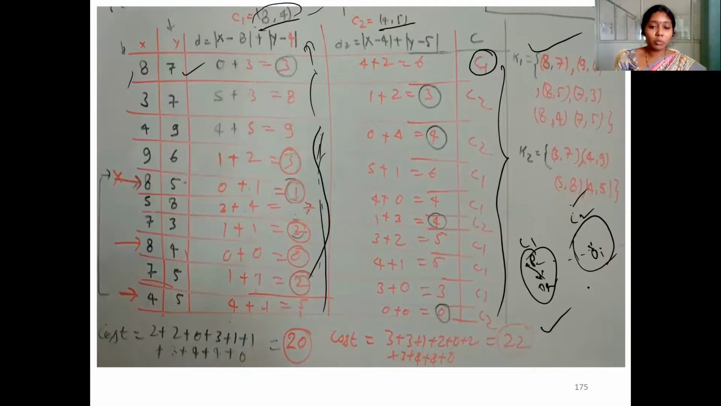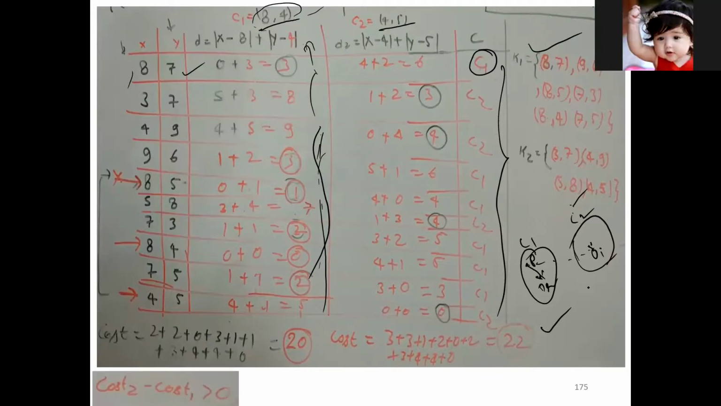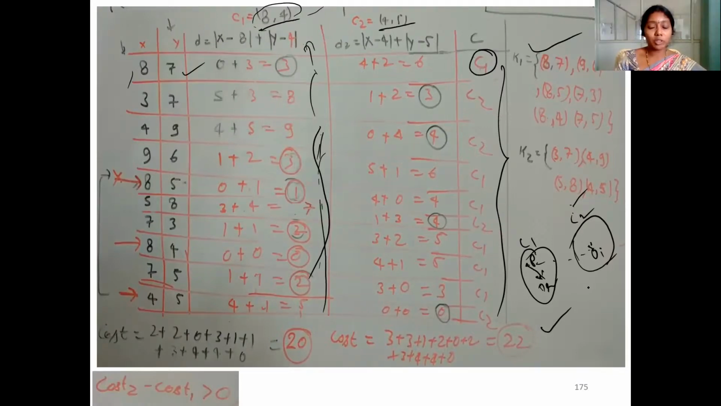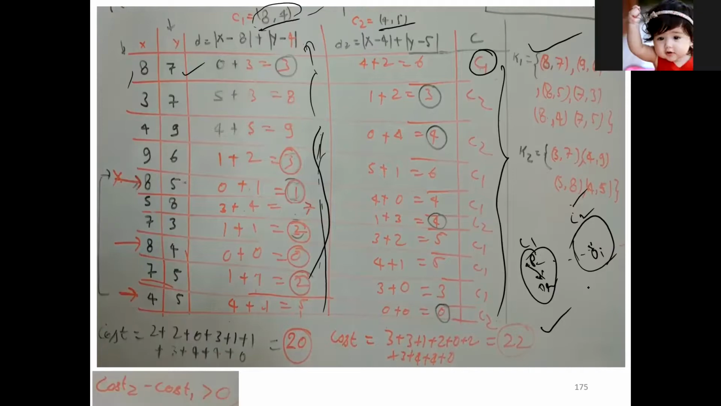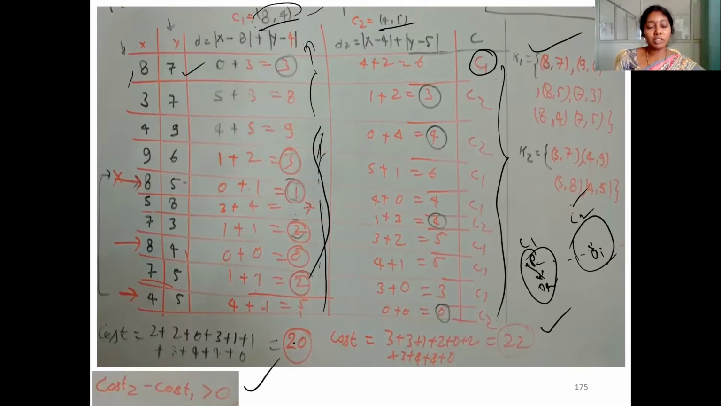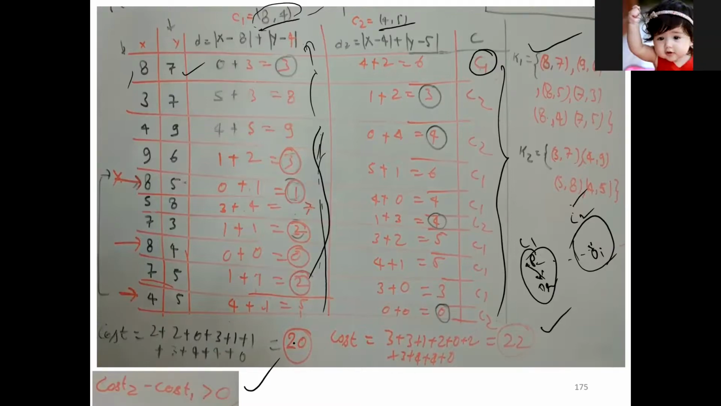So next, what to do? You need to calculate the total cost. So what is the total cost? C2 minus C1, ma'am. Yes. So 22 minus 20, which is 2. Is it positive or negative? Positive, ma'am. So if the total cost is positive, what does it mean? Bad move. Positive in the sense that it is a bad move.